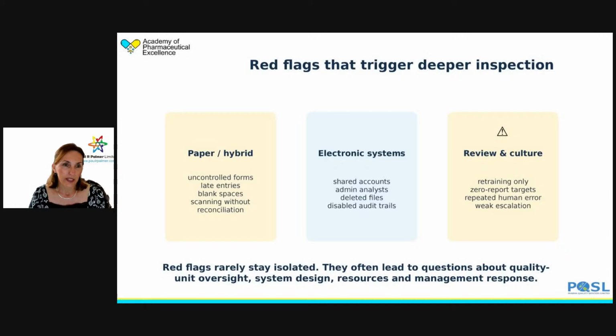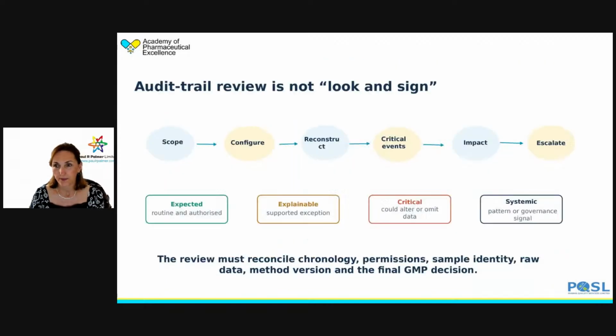One area where inspectors expect particularly meaningful reviews, as we all know nowadays, is the audit trail. Audit trail review is not a mechanical exercise where someone confirms that an audit trail exists and then signs the box. Or it shouldn't be like that. The purpose is to determine whether the actions affecting the data were authorized, scientifically justified, complete, and reflected properly in the final GMP decision.